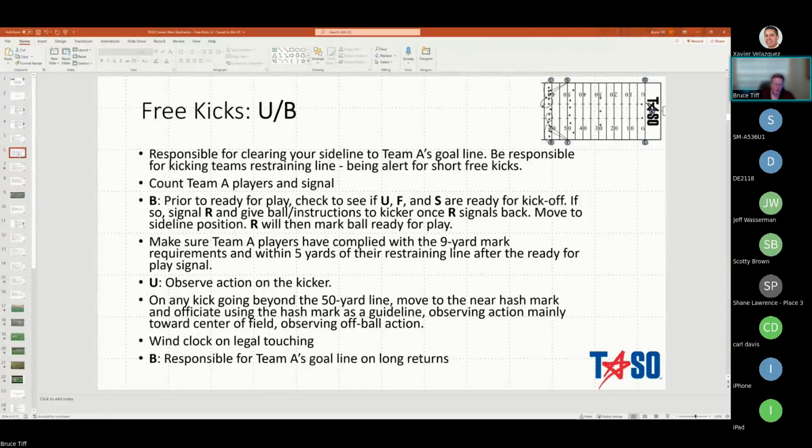When I used to give the ball, I like to point to the referee until that person blows the whistle. And then you'll move to the sideline position, and once the referee sees that, we will actually mark the ball ready for play.